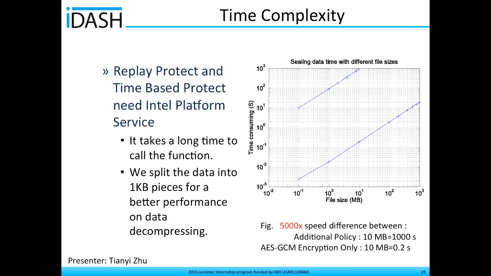It takes less than a quarter second for a 10 megabyte file if we use AES GCM encryption only. And if we add some policy inside, it takes about 1,000 seconds for a 10 megabyte file. You can't wait that long for data sealing and unsealing. Also, I want to say we split data into 1,000 byte pieces for better performance on data decompressing and analyzing. So what are we going to do? It really takes too long.